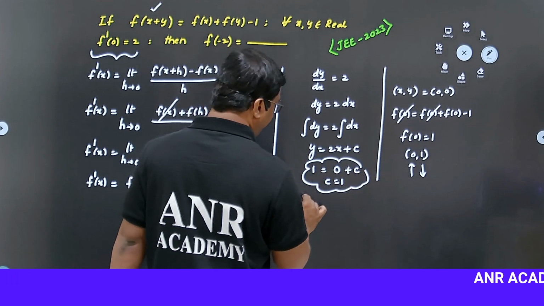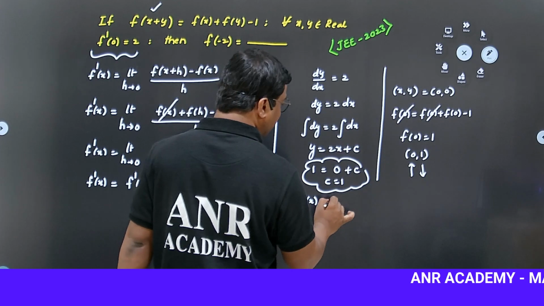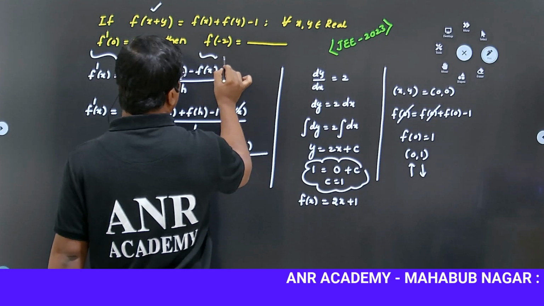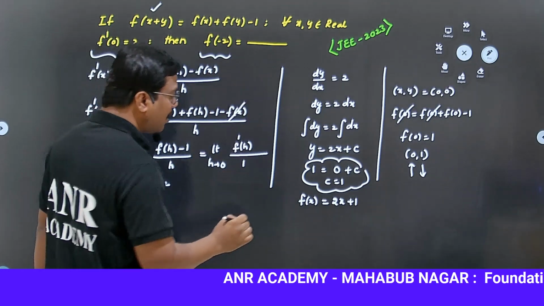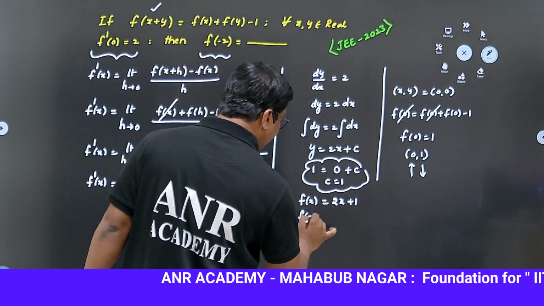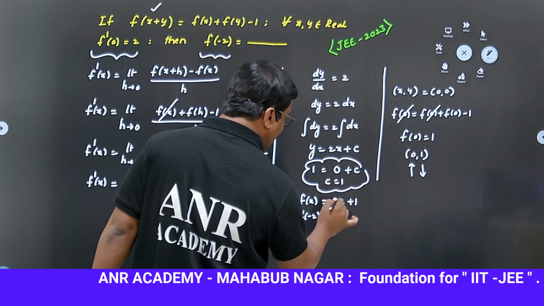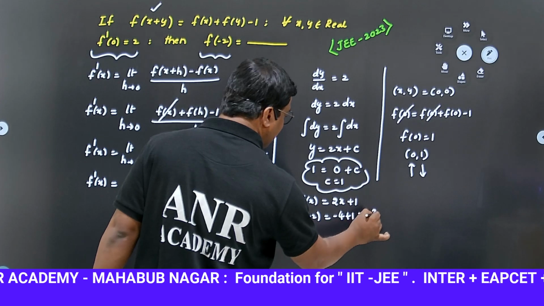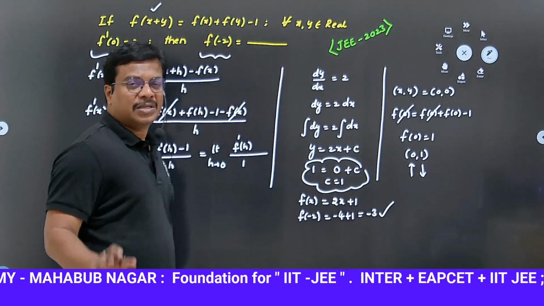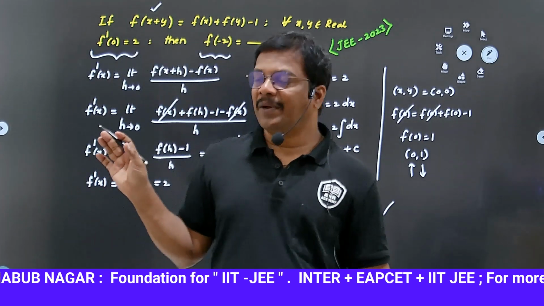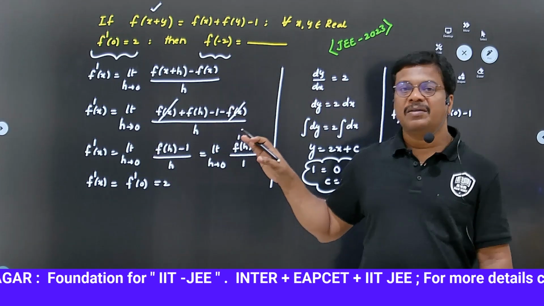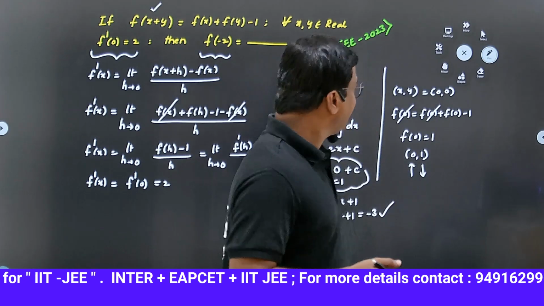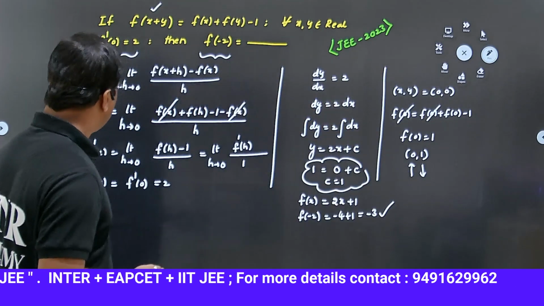Therefore y, which is nothing but f of x, the function becomes 2x plus 1. But here the requirement is f of minus 2. Replace x with minus 2. f of minus 2 is 2 times minus 2, minus 4 plus 1. That gives the result minus 3. So this is the general process with the help of first principle. Without using first principle, there is a short technique. Let us observe.